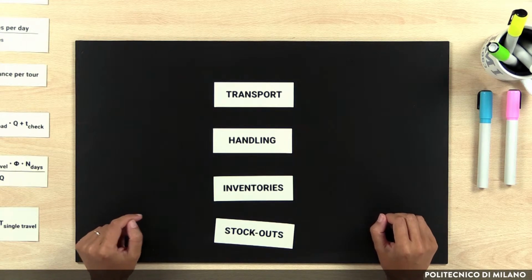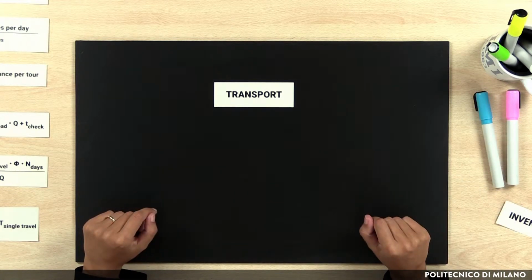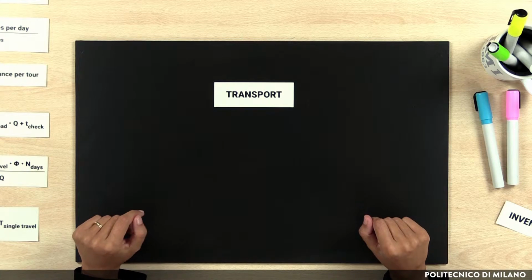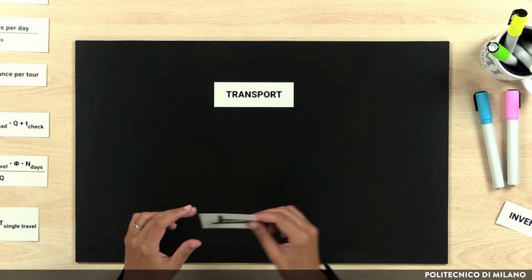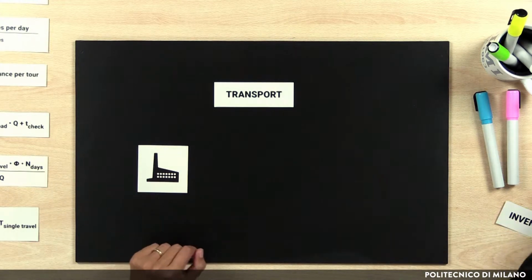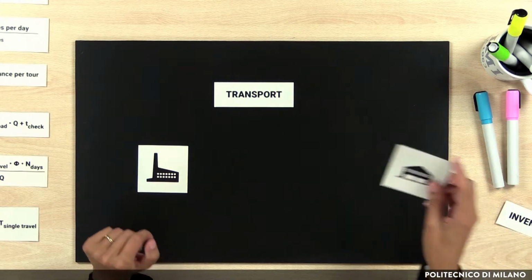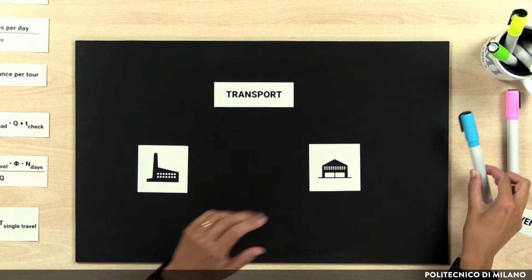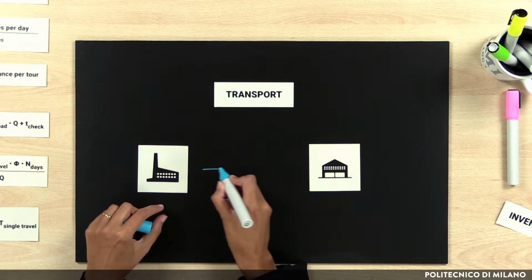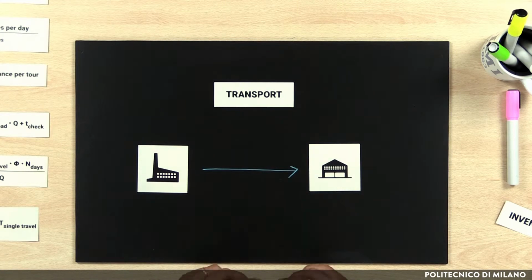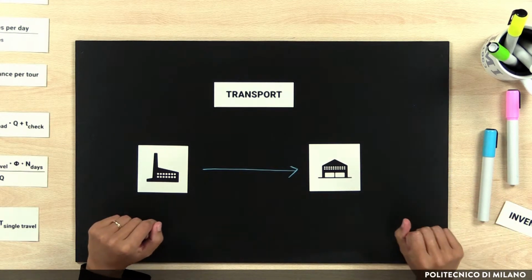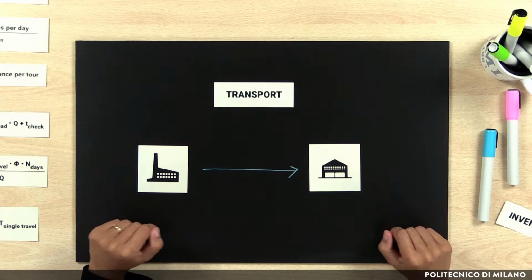Let's start with the transport cost. First of all, we have to distinguish among primary and secondary transport. In primary transport, the goods are moved from a point of origin, for example, a manufacturer warehouse, to a single point of destination, for example, the warehouse of a retailer. Different modes of transport can be used: trucks, trains, airplanes, and ships.